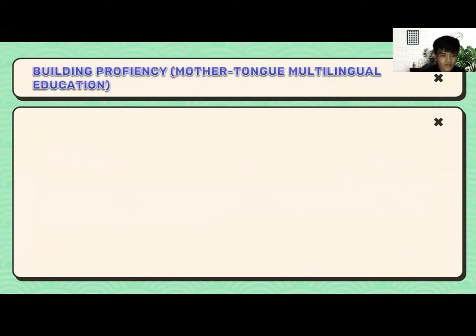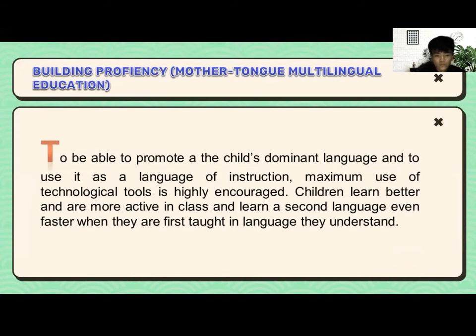Third, we have building proficiency or mother tongue multilingual education. To promote a child's dominant language, to use it as a language of instruction, maximum use of technological tools is highly encouraged. Children learn better and are more active in class, and learn a second language even faster, when they are first taught in the language they understand.